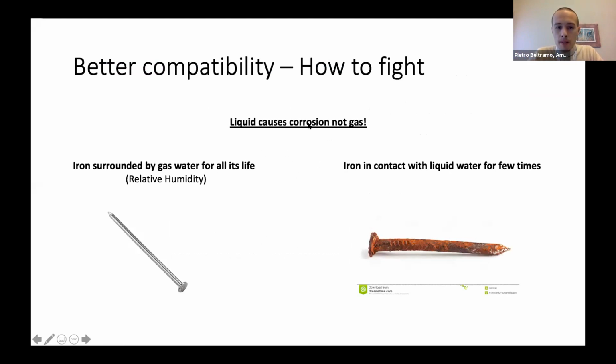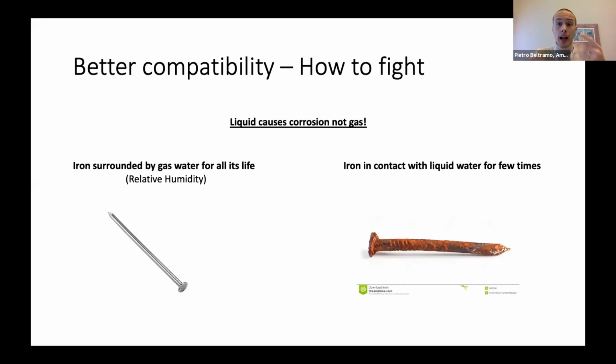So those are two iron nails, the kind you use to hang a painting in your house. Look, this is what I want to transfer to you: a liquid versus a gas phase. What is corrosion? If you look at water, the effect is pretty clear.